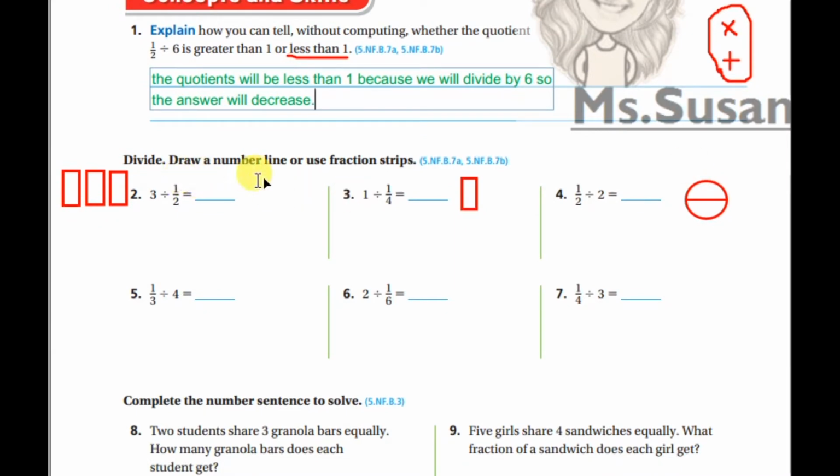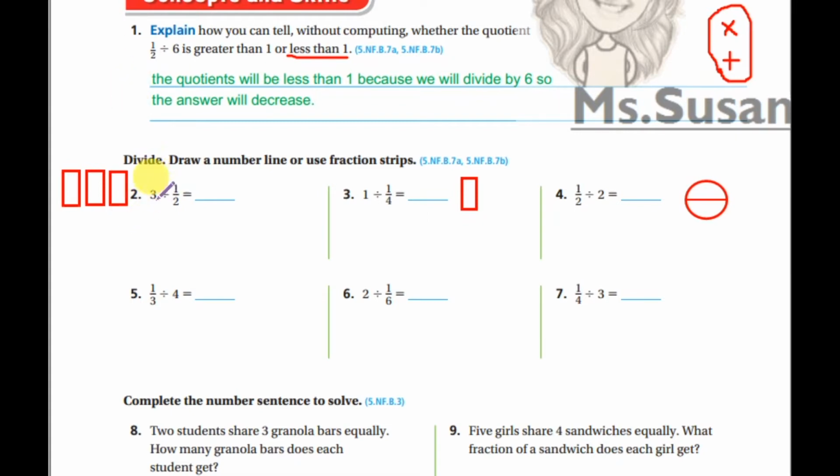Divide, draw a number line or use fraction threads. For the first 3 questions, I will model it for you. However, for the next 3 questions, I will teach you how to find the answer easily without drawing, with a simple trick.